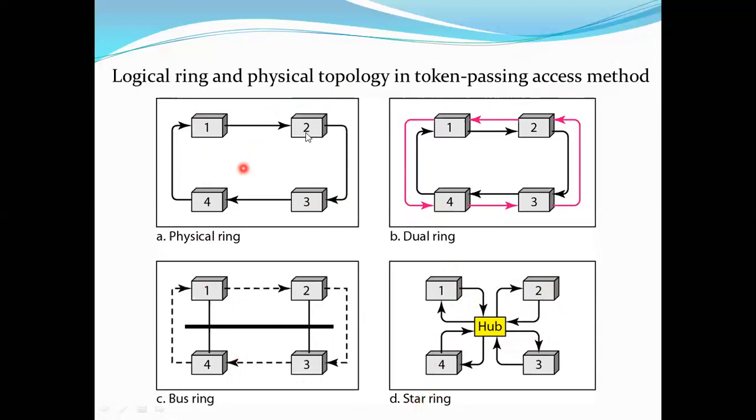There are four ring topologies here. One is the physical ring, the second is the dual ring, the third is the bus ring, and the fourth is the star ring.